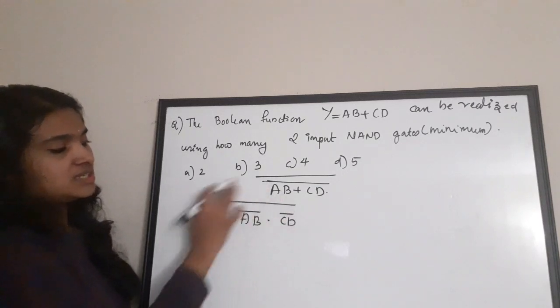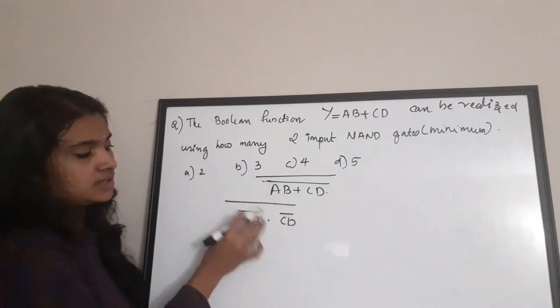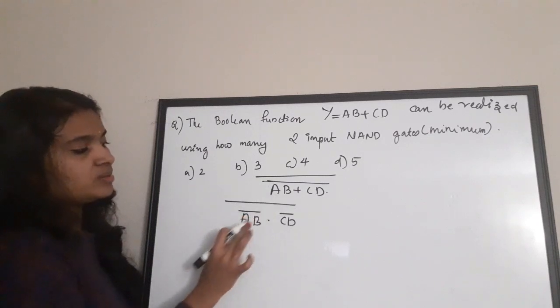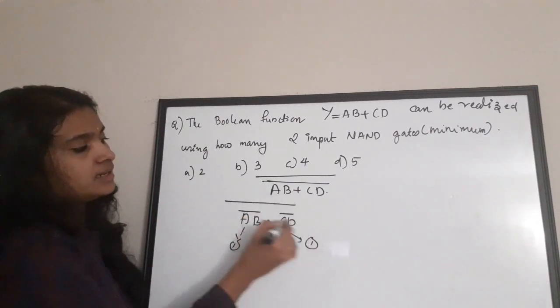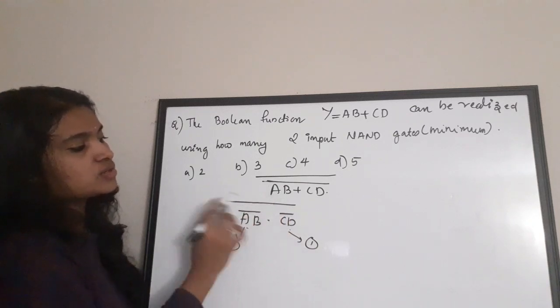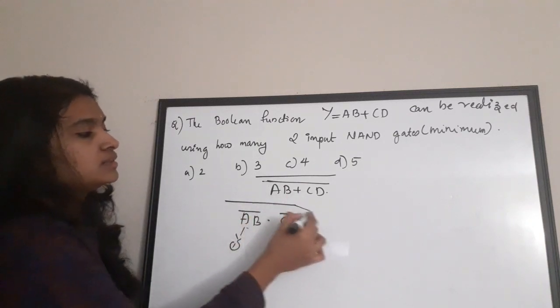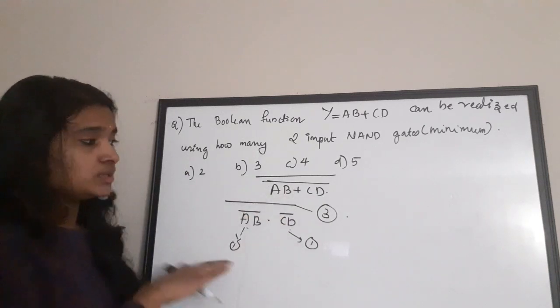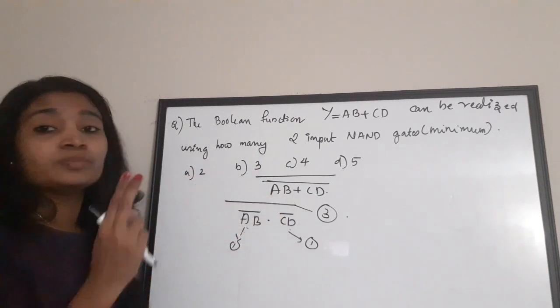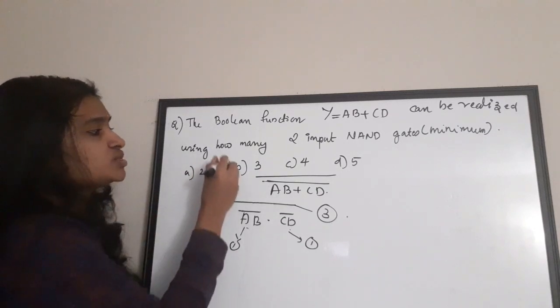Now, if you see this, there is a product term with a complement. You can use one NAND gate here, then one NAND gate here, and in total there is a product complement. So, a third NAND gate here. So, how many NAND gates do you need? 3 NAND gates you need. So, if you do this much, your answer is obtained, and the correct answer is option B.